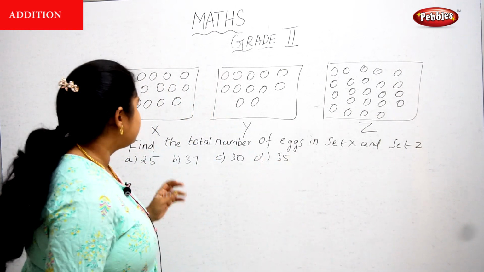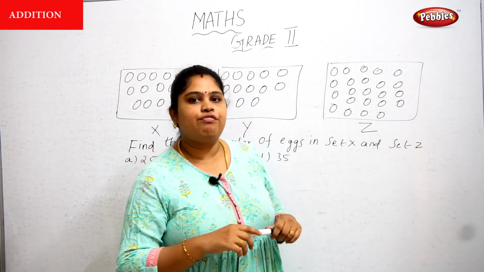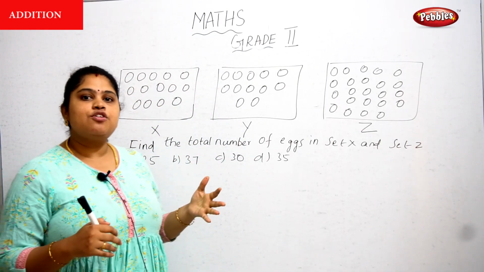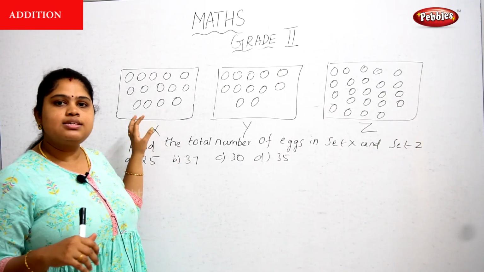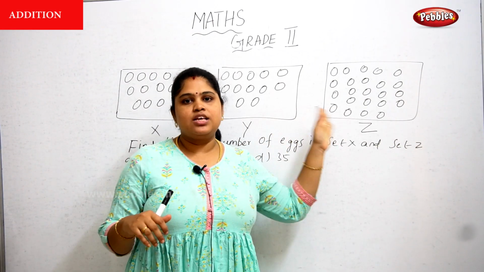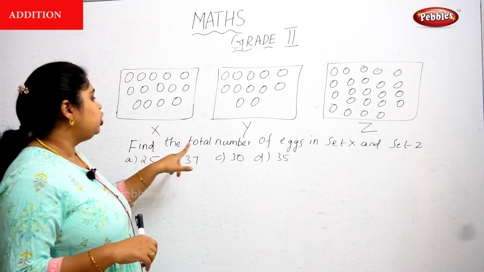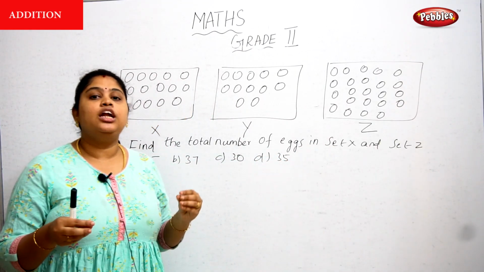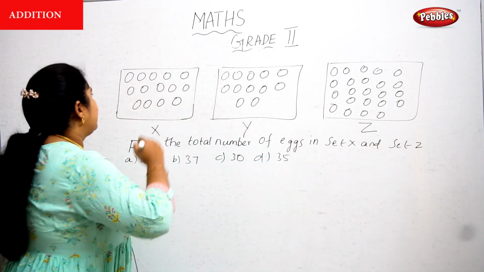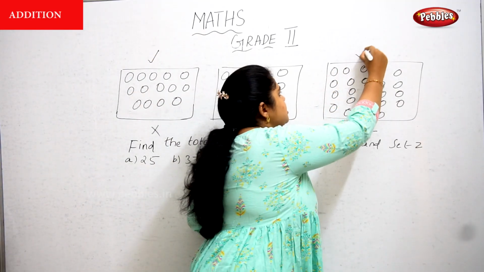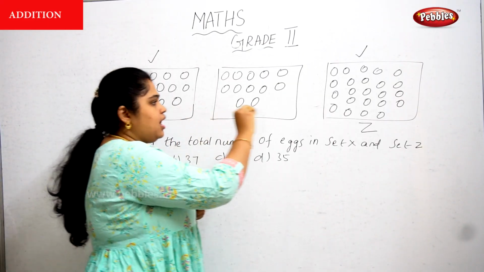Okay, so this is the first question. How many sets of eggs are there? There are 3 sets of eggs, isn't it children? What are the sets? X, Y and Z. So what is the first question related to? They are asking to find the total number of eggs in set X and set Z. So we have to calculate how many eggs are in set X and set Z.